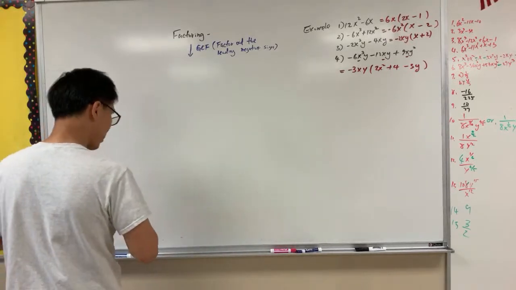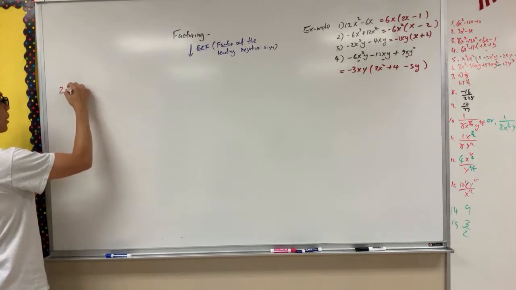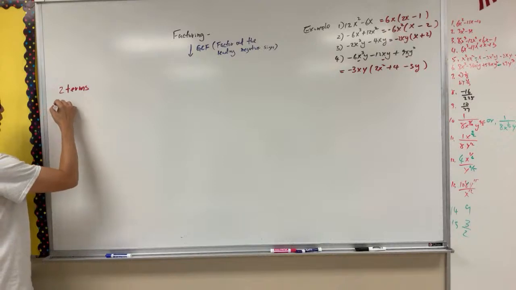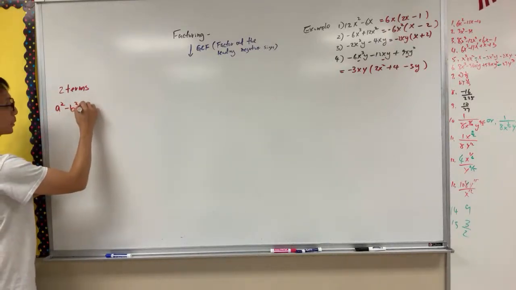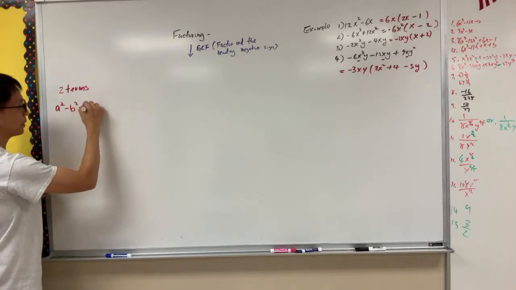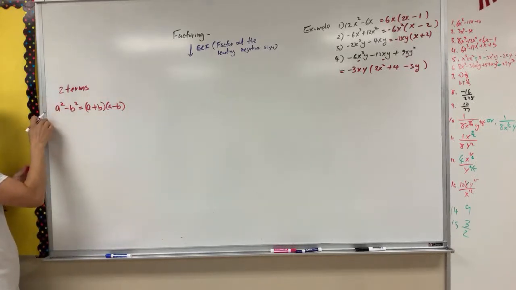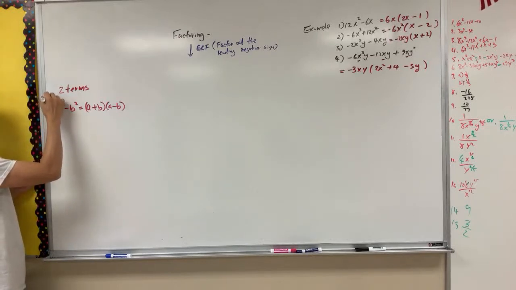Here we have the possible things. Let's talk about the whole big picture. Two terms: a squared minus b squared is equal to a plus b times a minus b. Now on the SAT, this is like a powerhouse. There's no SAT question without a difference of squares. There's no way you're going to avoid this. So this is something you need to know for sure.